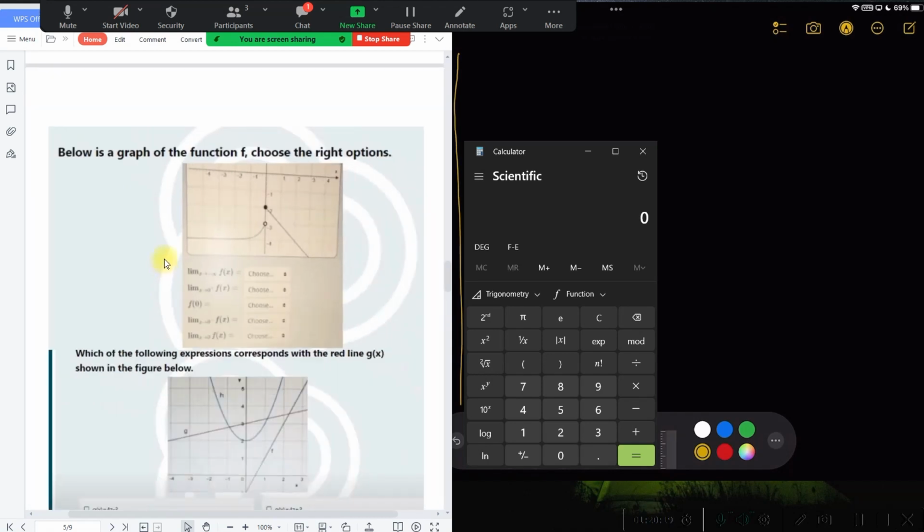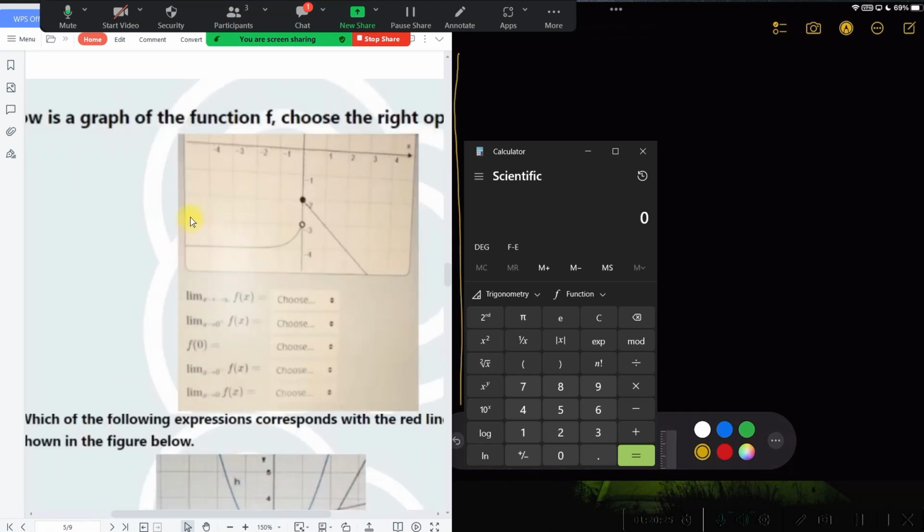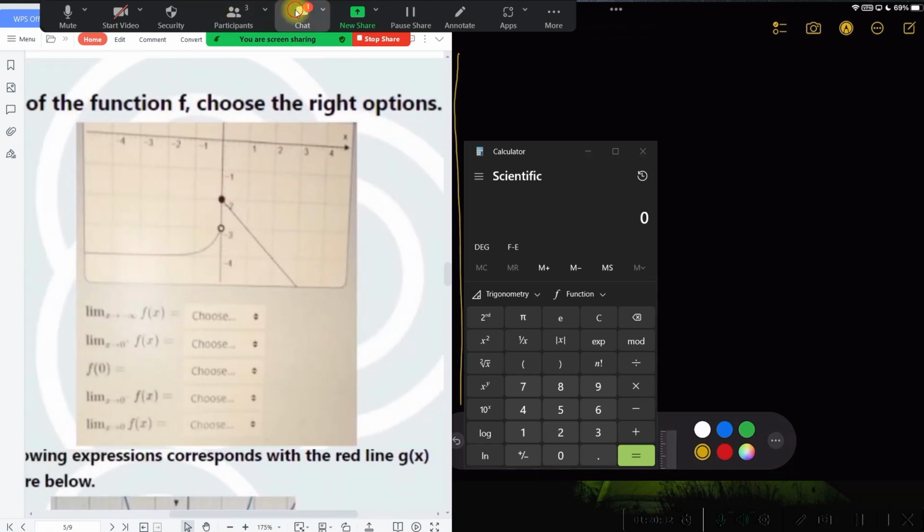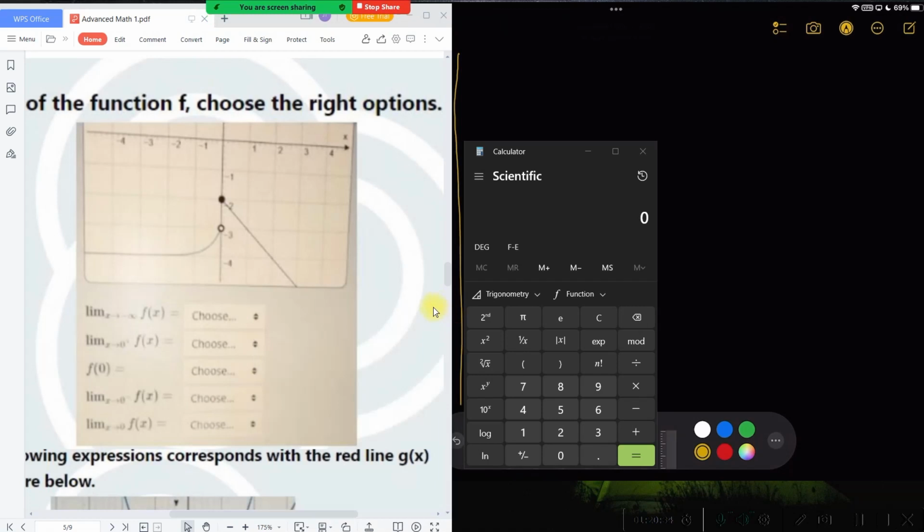What's this? Below is a graph of the function f. Choose the right option. Wow. We have lim now. Remember limit? Giới hạn. Good.